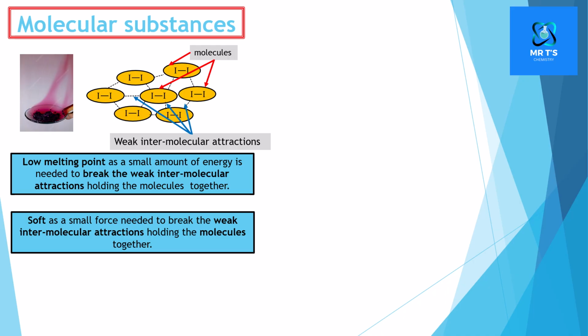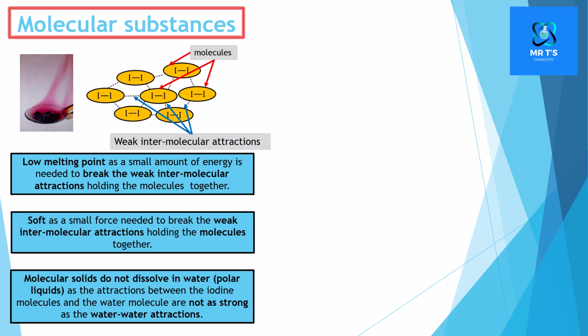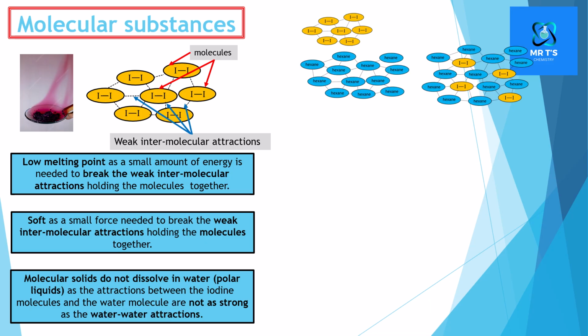If you're talking about hardness, whether it's soft or hard, we talk about it being soft because a small force is needed to break the weak attractions holding the molecules together. So in this case, when we talk about softness and hardness, it's force we talk about. Now, molecular solids, they don't dissolve in water, but they do dissolve in non-polar solvents. Anyway, let's have a look at the non-polar solvents part here, what I'm talking about. So here at the top, I've got some iodine. You can see the weak attractions between them, and some hexane. They have weak attractions between them.